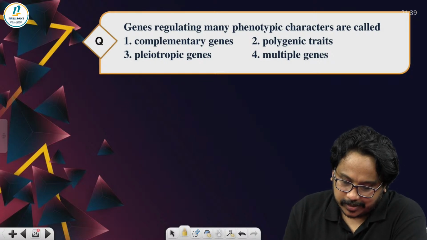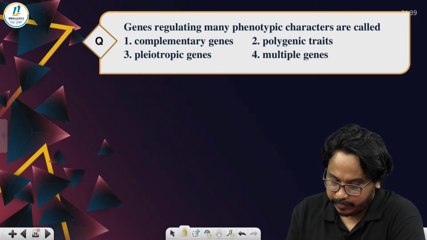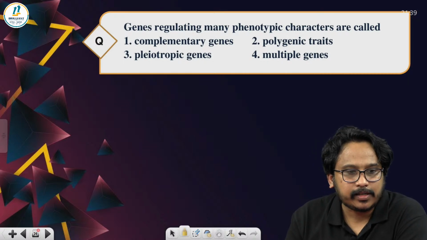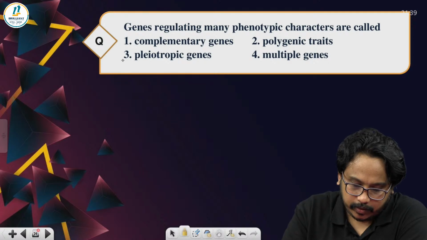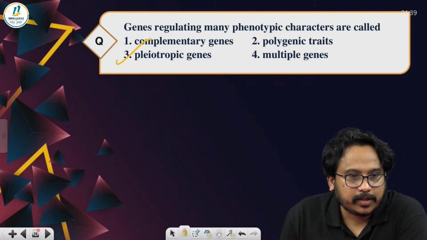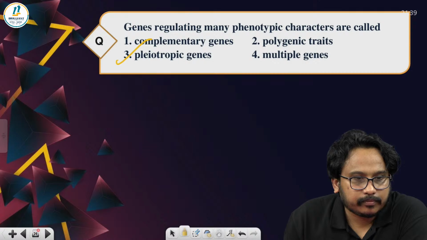So already we have discussed this. Genes regulating many phenotypic characters are called. A single gene that can influence multiple phenotypic effects is actually called pleiotropy. Shall I proceed? Yes, Reem.